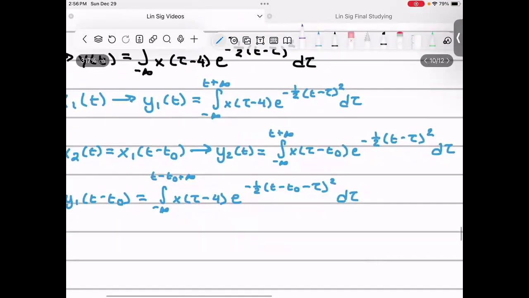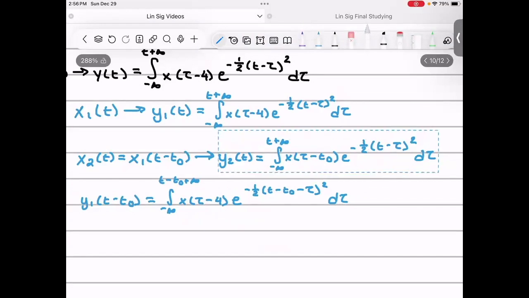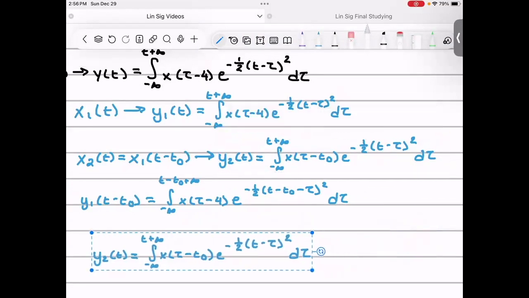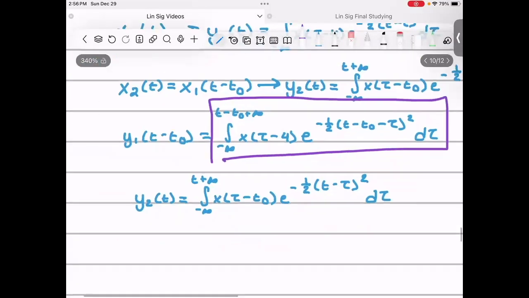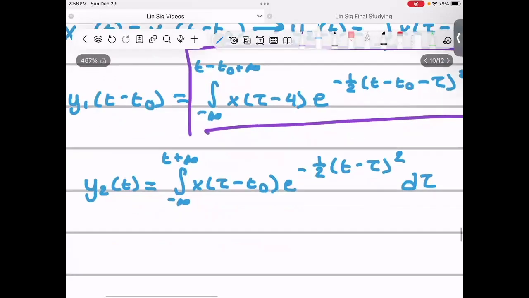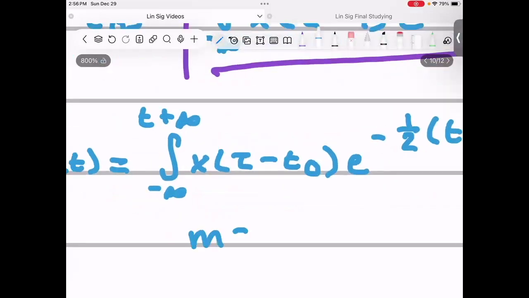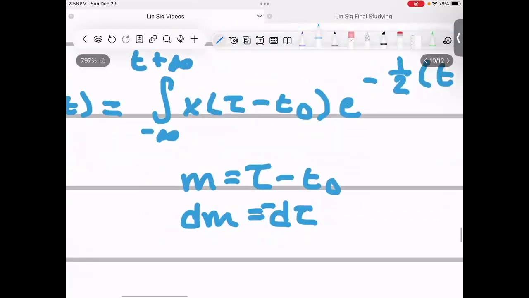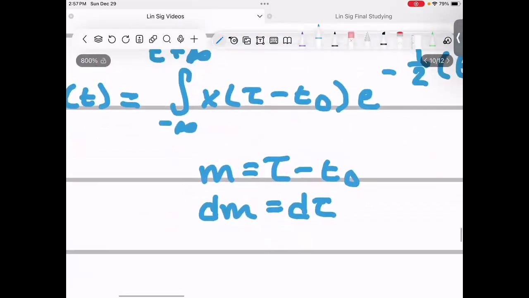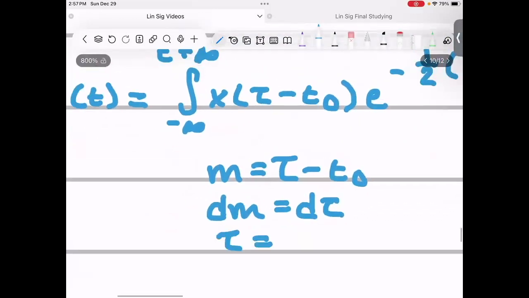Okay, let's steal this part, steal our y2 of t, and see if we can make it look like our y1 of t minus t naught. So I'm going to box that in for later. Okay, first thing we do here is a variable change. So m equals the thing in the parentheses, tau minus t naught. Then we take the derivative of m, and that just comes out to d tau. I've had it come out before where it becomes negative d tau, so just keep an eye out for that. And then we're going to solve for tau. So tau equals m plus t naught.